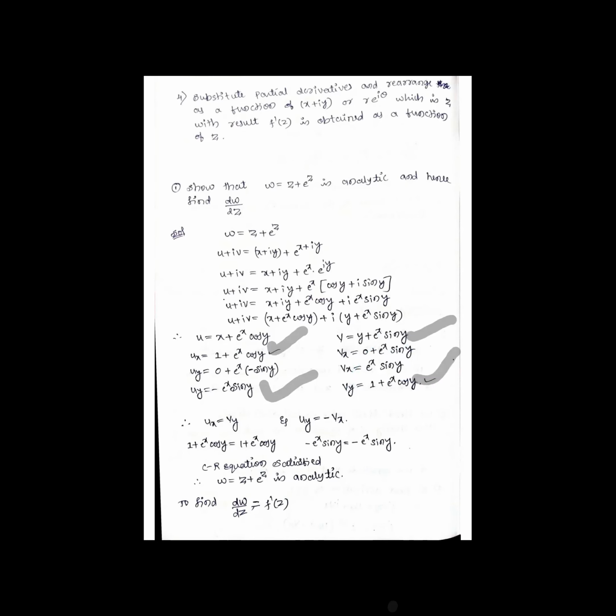To show that it is analytic, I have to prove that the CR equations are satisfied. So what are the CR equations? ux equal to vy and uy equal to minus vx. Just check whether the equality holds good or not. This is ux and this is vy, which I had done here. This is uy and this is vx, which I had done here. It should satisfy both the equations, and both the equations are satisfied here.